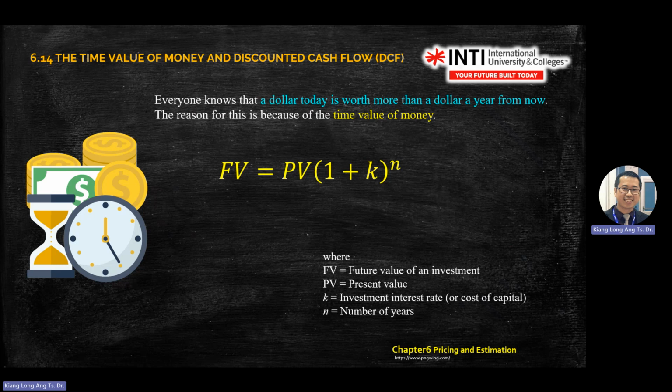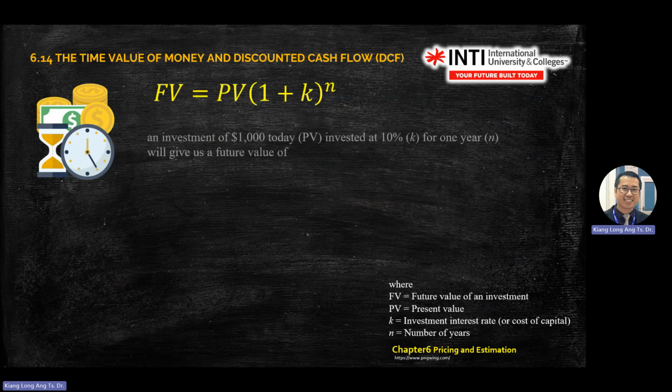This formula is important to find FV, the future value. FV equals PV (1 + K)^N. PV is present value, K is the investment interest rate or cost of capital, and N is the number of years. You use this to estimate future value and present value. Okay? This formula is important.